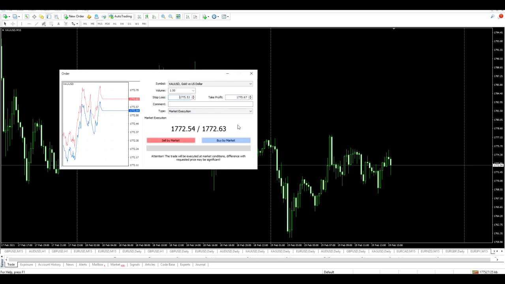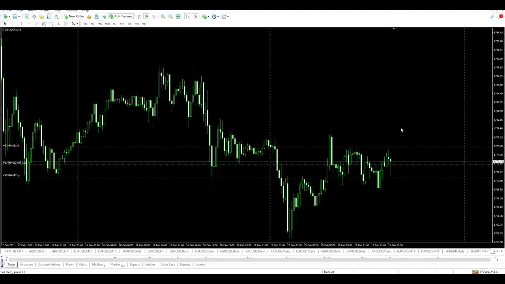Because I'm right at the point of suggested entry, close to it, I'm just going to do a market execution order. And so I'm in the trade. And my stop loss is up here. My take profit target's here. And that's where I entered. So I'll keep an eye on this and come back and show you more in just a moment.